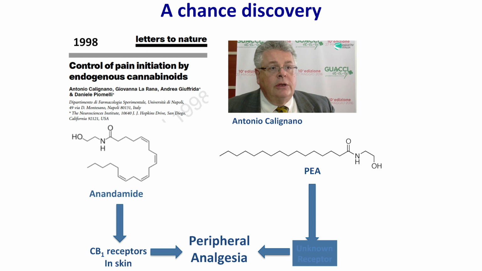And here is the structure of anandamide. And what it does, we discovered in this paper, is activate cannabinoid receptors in the skin, in peripheral tissues. And this activation causes a very profound analgesic response that does not require the spinal cord or the brain. It happens even before the pain stimulus arrives in the spinal cord and the brain. So it's a peripheral pain-killing response mediated by our own endocannabinoid anandamide.